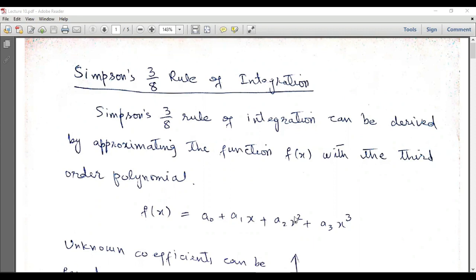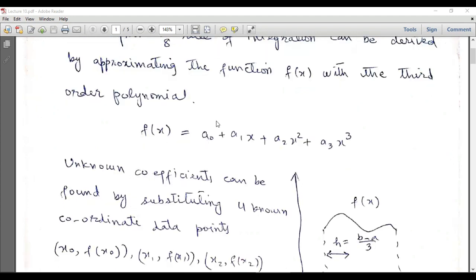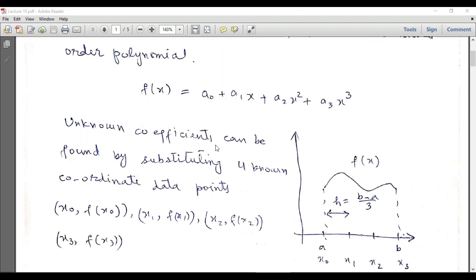Simpson's 3/8 rule starts by assuming that the complex mathematical function is approximated by a third order polynomial. Every function can be represented in the form of an nth order polynomial. In this rule, we consider that our function is equal to a third order polynomial, and we have to evaluate the values of these four coefficients, a0, a1, a2, and a3. These four coefficients can be evaluated by considering 4 points on the function.